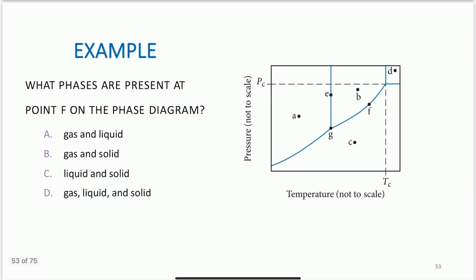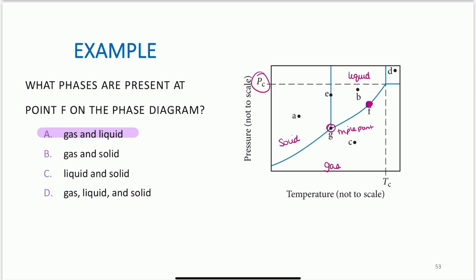And for a quick example, what phases are present at point F on the phase diagram? Point F, if I look right here, do I remember what this means? Well, how do I fill these out? My gas, my solid, my liquid. This is going to be my critical pressure. This is going to be my triple point. So if I was to look here, I'm on point F. I'm going between a gas and a liquid phase. So between your gas and your liquid.